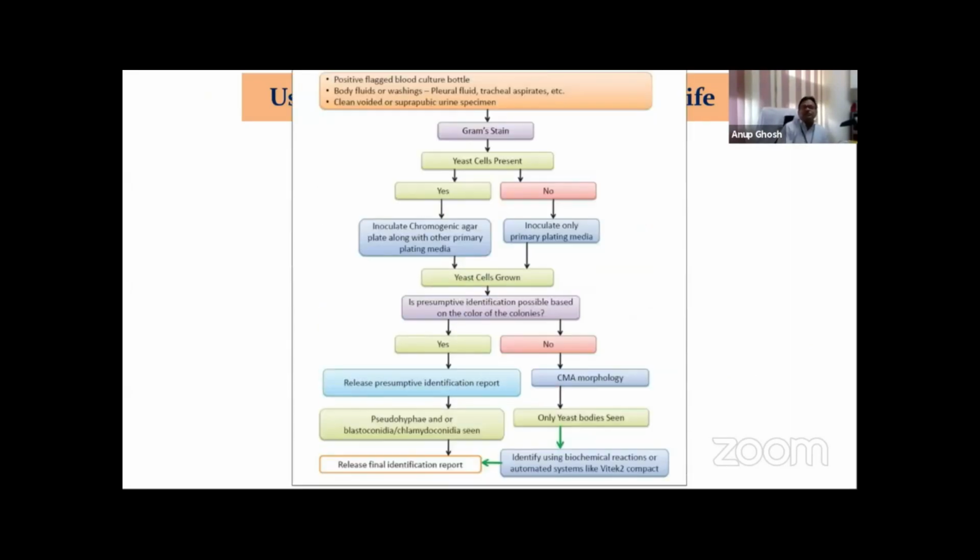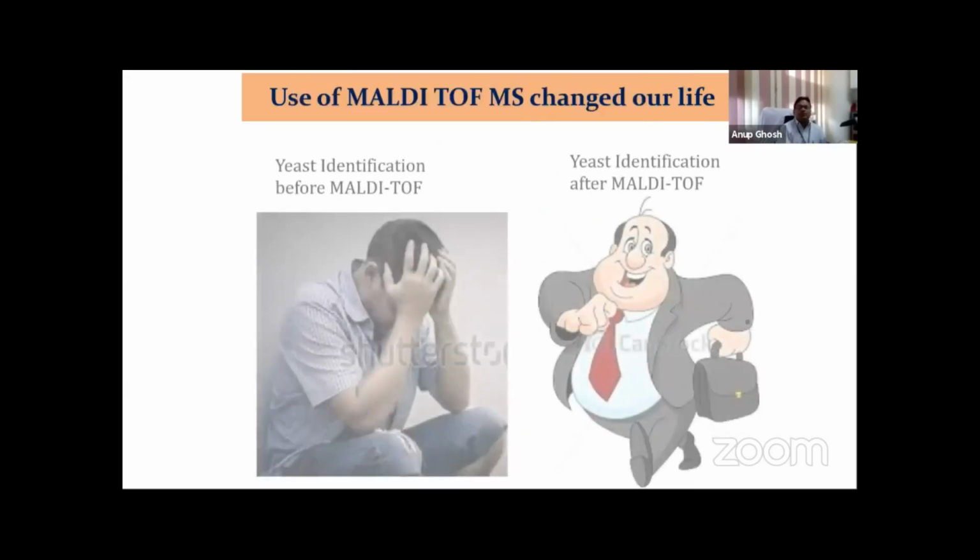Wow! Because when we had yeast identification before MALDI, when we had a positive flagged bottle, we first did the Gram stain. If we had yeast cells, then we cultured it. If your culture came positive, then you did the germ tube test. You did a lot of biochemical tests like sugar assimilation. You did the Promagar, so many things. So it used to take a couple of days for one yeast identification. But when MALDI came, if the organism is in your database, it takes only half an hour. That's it.